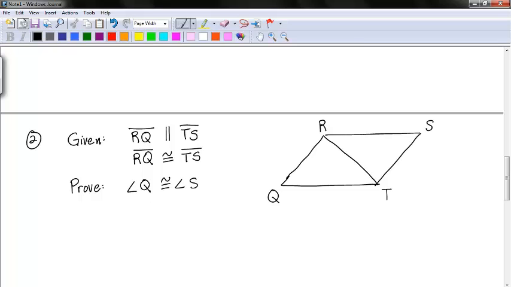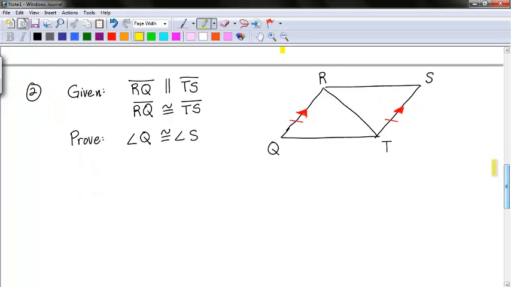Now look at what's given. RQ is parallel to TS. Remember we did that with the little red arrow? These two lines are parallel. And they're congruent, so you can mark them with a line. What we're trying to get to is we're trying to prove this angle and this angle are congruent. Now let's go through the proof.